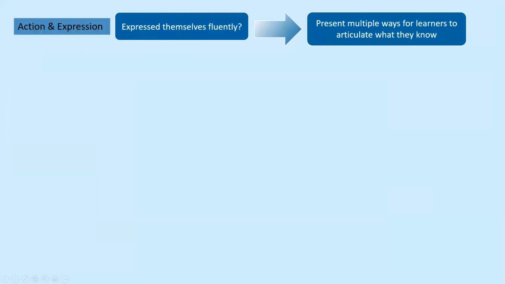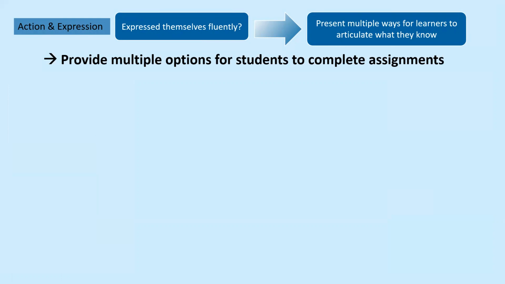Now let's look at the action and expression network and ask, does the course material allow learners to express themselves to show what they know? Because there's variety in how students learn, providing multiple ways for learners to articulate what they know can make the course materials more accessible to all. Allowing for multiple options for students to complete assignments is a great way to apply UDL to course materials.